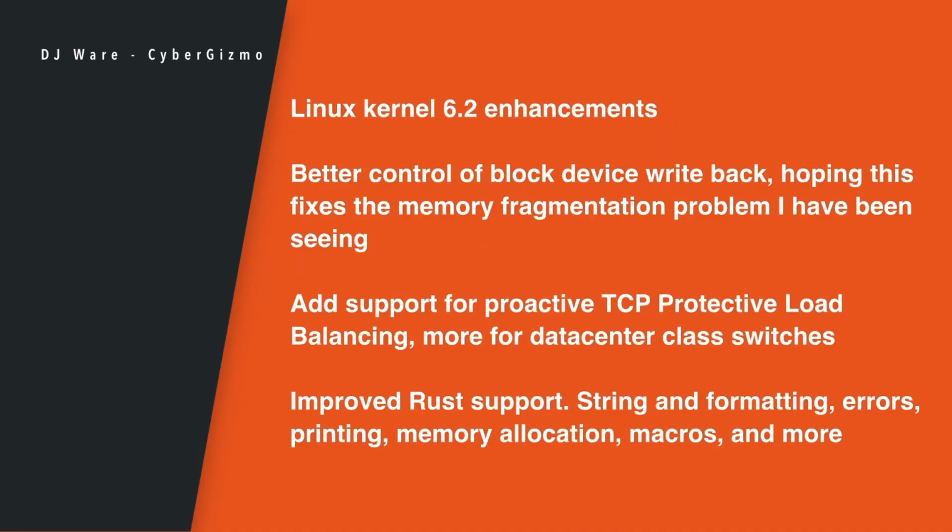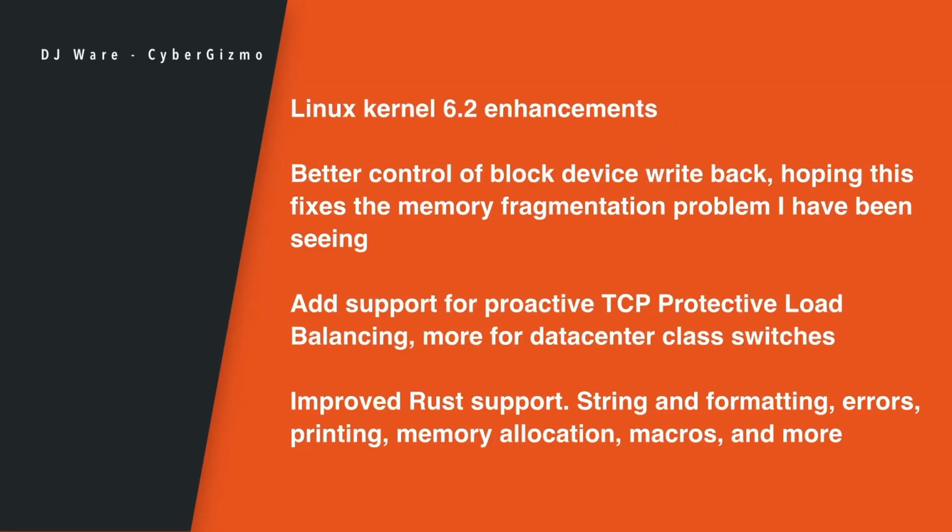There's better control of block devices and writebacks. Also, added support for proactive TCP protection load balancing. That probably will have no benefit for you as a home user. That's more for data center class switches. There's also, again, improved Rust support that applies to both string and formatting, errors, printing, memory allocation, macros, and there's a lot more improvements there.